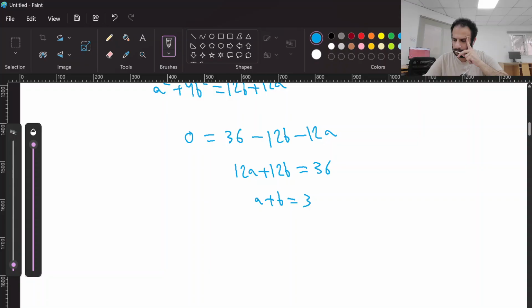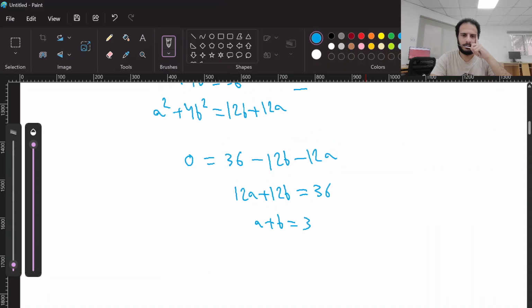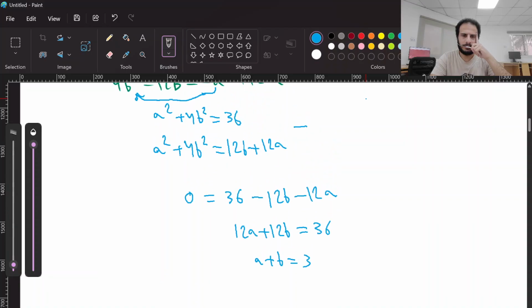Also, Professor, I have a question. Yes. Why did you subtract both equations? Couldn't you just see that since A squared plus 4B was on both, immediately 36 would be equal to 12B plus 12A? Yes, you can do that. But I usually eliminate equations even when it's clear like this. But you are right. We can do it in one step, that 36 equals this.